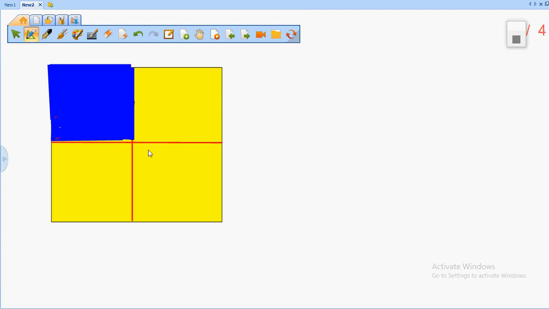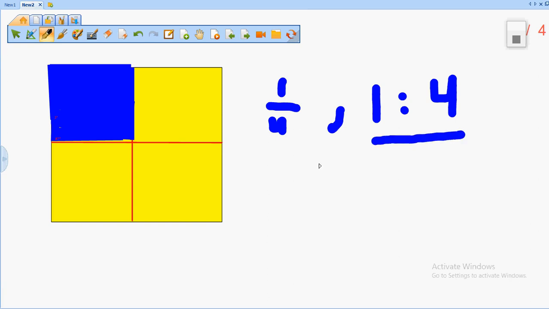So if I want to represent it as a fraction, it becomes 1/4. And if I want to represent it as a ratio, it's 1 to 4. This is as a ratio, this is as a fraction. But if I want to represent it as a percentage, here I have to divide the chocolate into 100 pieces. I will use a 10 by 10 grid, so I will divide my chocolate again into 100 parts.